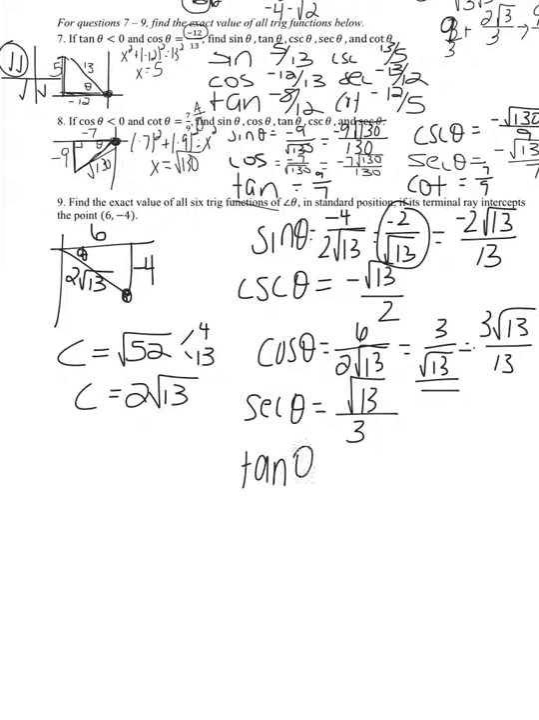Tangent of theta. And now we have no more radicals, so we're fine. So tangent is opposite over adjacent, so -4 over 6, which is really -2 over 3. So then cotangent of theta, -3 over 2. Just flip it around.